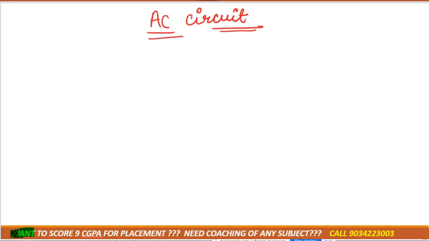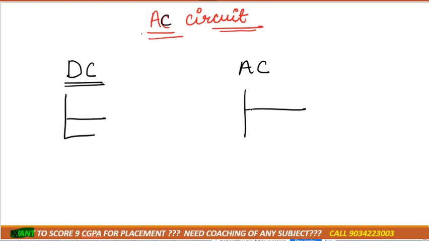So we are going to start your new module 2, that is AC circuit. As you know, we have DC and we have AC. DC is the direct current and AC is the alternating current. Alternating current means that the current changes at each and every point of time, right? So basically, how is this AC voltage produced?